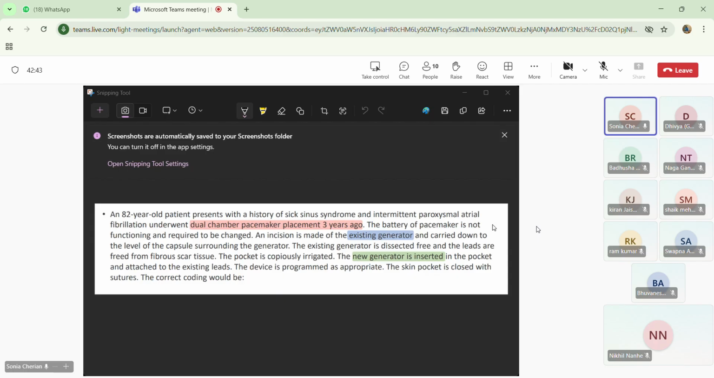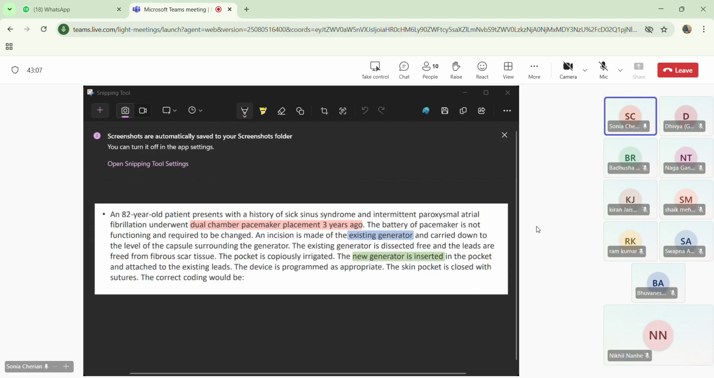An incision is made over the existing generator, carried down to the level of the capsule surrounding the generator. The existing generator is dissected free, and the leads are freed from scar tissue. The pocket is copiously irrigated. The new generator is inserted in the pocket and attached to the existing leads. The device is programmed. The skin pocket is closed with sutures.